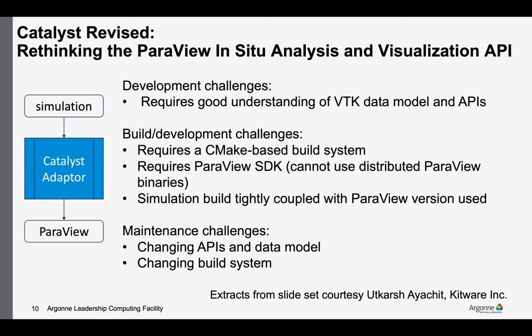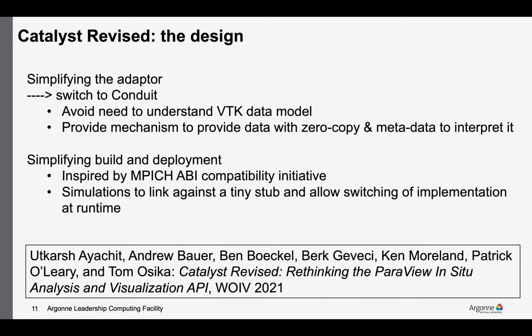Understandably, science teams and simulation codes don't want this, right? They don't want to link. They want independence from these specific libraries. So this is what Catalyst 2.0 is trying to address: external libraries and complexity in the VTK data model. So they're trying to change those things.